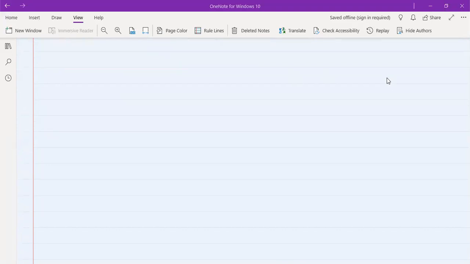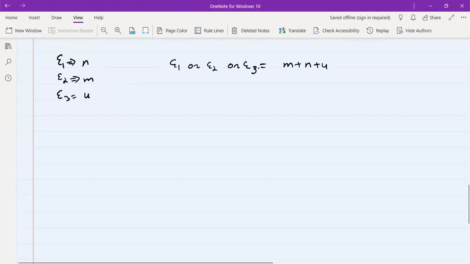So suppose we have three events, E1 which can occur in n ways, E2 which can occur in m ways, and E3 which can occur in u ways. Then the number of ways in which E1 or E2 or E3 can occur will be M plus N plus U, right? E1 and E2 and E3 can occur in M into N into U ways, right everyone?